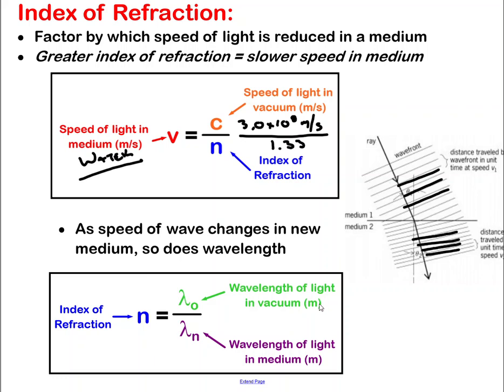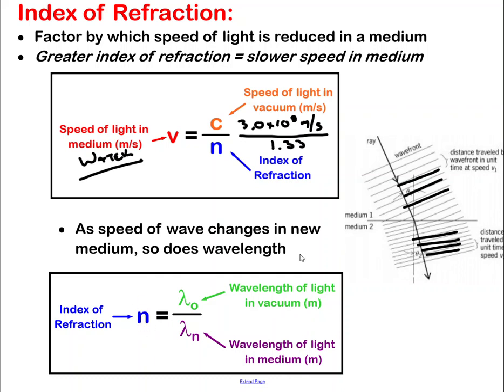You could look at your electromagnetic spectrum chart and say, red light has a wavelength of this. If I took the index of refraction, I could use algebra and rearrange to get the wavelength of light in the new medium. It also allows us, if we know the wavelength of light in the vacuum and the new wavelength in this new medium, to use that to solve for the index of refraction.